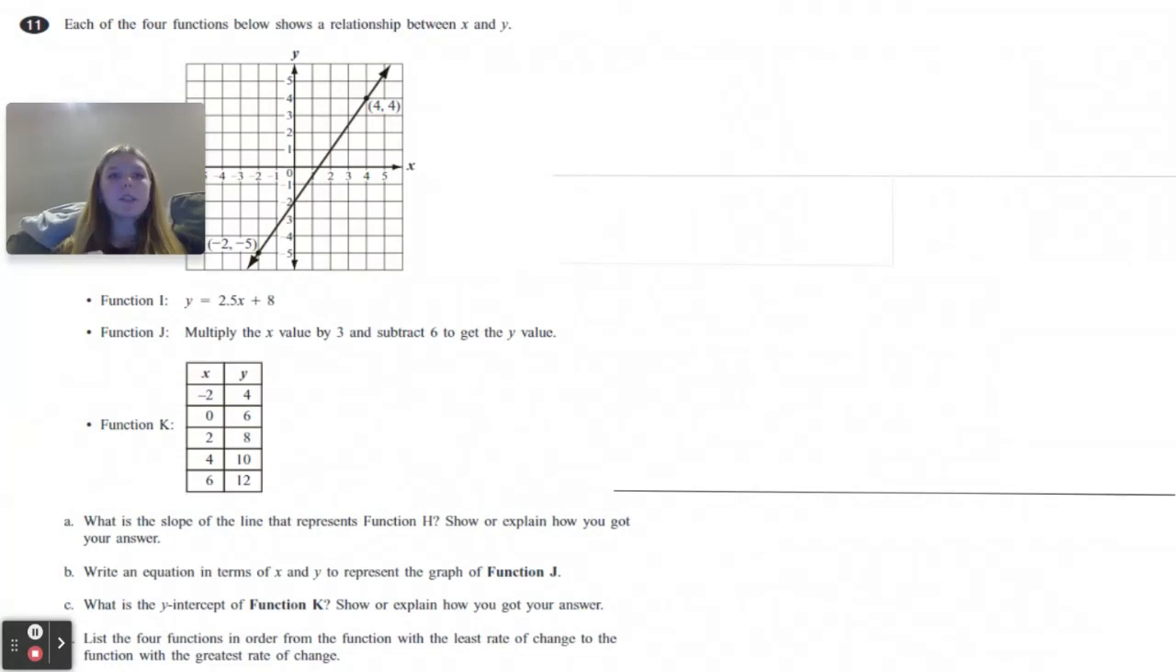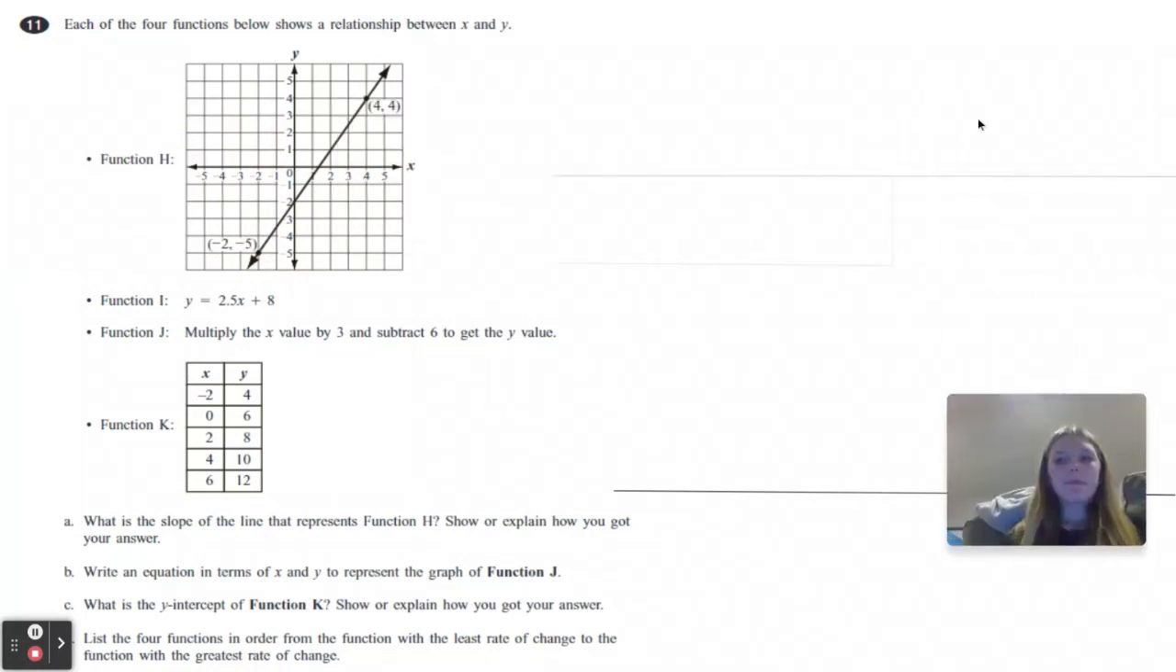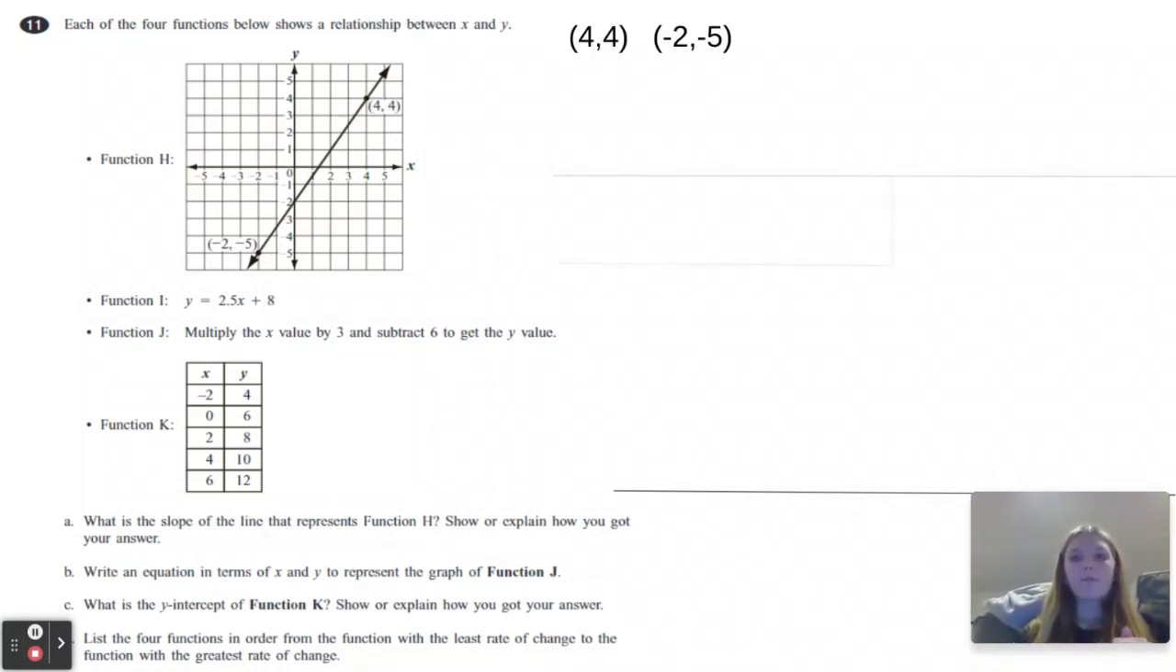Each of the 4 functions below shows a relationship between x and y. What is the slope of the line that represents function h? If we see right here, function h, let me move this over here. This coordinate pair is -2, -5, and 4, 4.